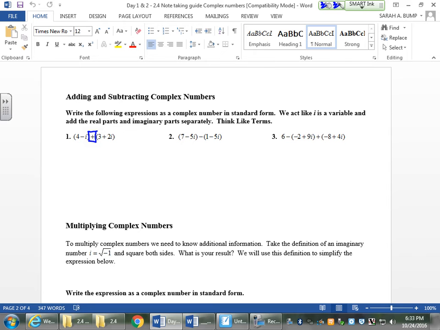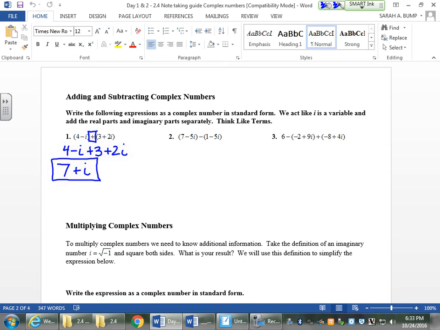This is an addition problem. For adding, you're just going to drop all parentheses and combine like terms. You're going to combine the real parts and the imaginary parts together. 4 plus 3 is 7. Negative i plus 2i is positive 1i.